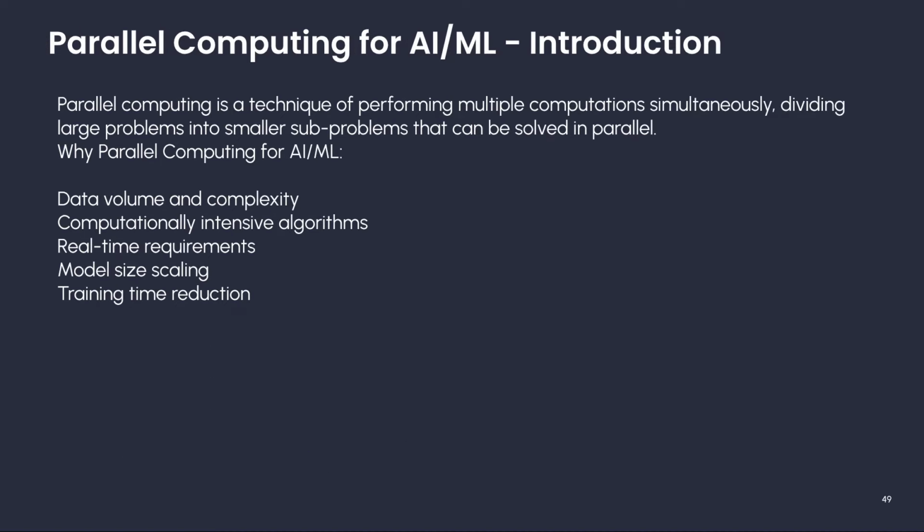Then parallel computing for AI ML. So as I said की AI ML मध्ये large amount of arithmetic operations होत असतात. Matrix multiplication, for example. And we also need to divide large problems into smaller subproblems. So it is a naturally eligible use case for AI and machine learning because of the data volume and complexity. Real time लगता है आपल्याला. And the training time also reduces.